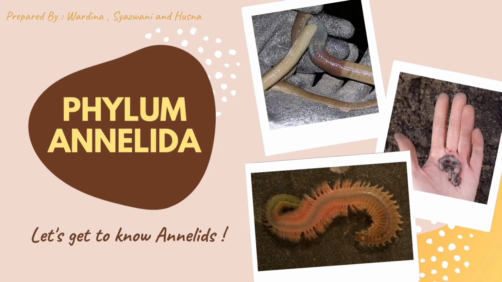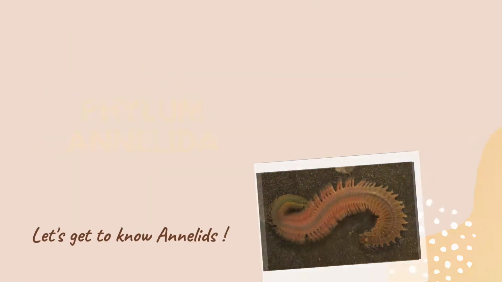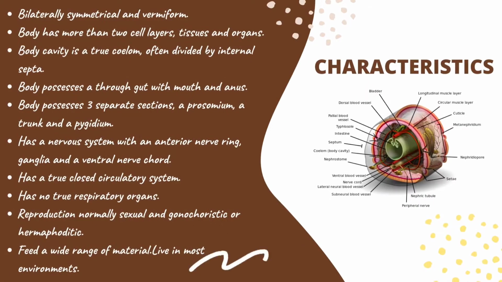Phylum Annelida is a very broad phylum belonging to the Kingdom Animalia. To know what exactly annelids are, we have to know the characteristics. Firstly, annelids have bilaterally symmetrical and vermiform bodies.